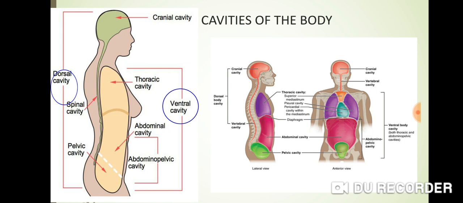The thoracic cavity can be further divided into the parts that contain the lungs, and all the organs in between, and this forms the mediastinum. And the mediastinum, on the other hand, contains a cavity that contains the heart, and it's called the pericardium.